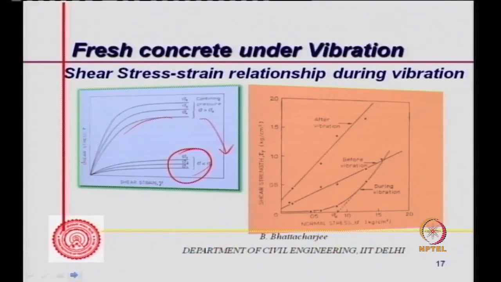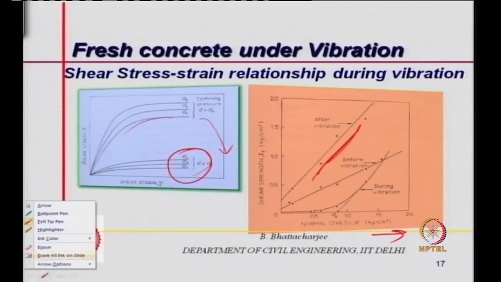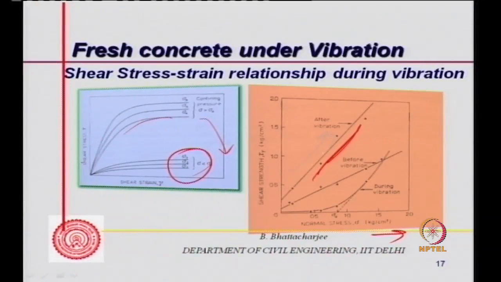So if I may look at it again, this was the case prior to vibration. This is my mu, and tau y is equal to tau 0 plus mu sigma before vibration. And during vibration, what happens is that the yield shear stress reduces significantly, and after a certain period of time, tau reduces significantly, depending upon, of course, the sigma value. So this is my sigma.